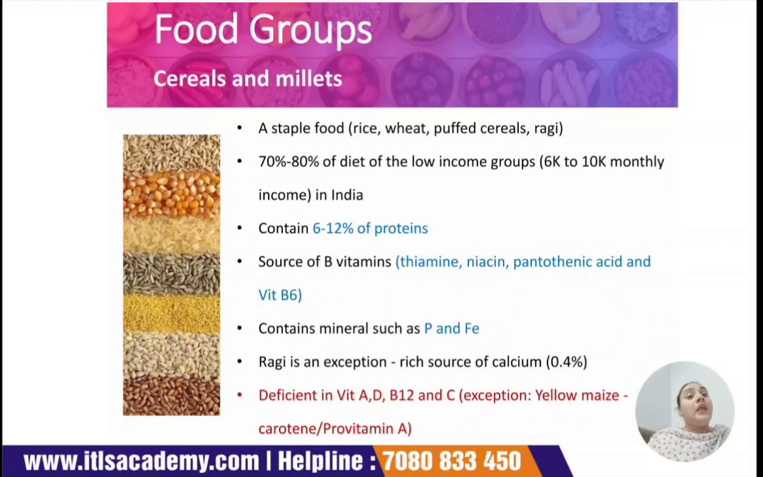Now it contains 6 to 12% of protein. How much protein do they contain? They contain 6 to 12% of protein. They are a good source of vitamin B, that is thiamine, niacin, and vitamin B6. They contain minerals such as phosphorus and iron. Ragi is an exception. It is rich in calcium.